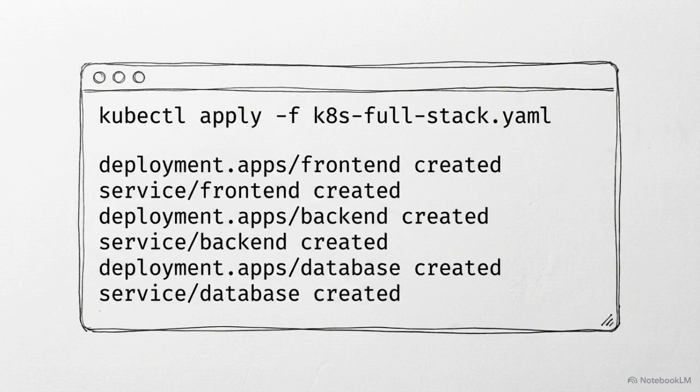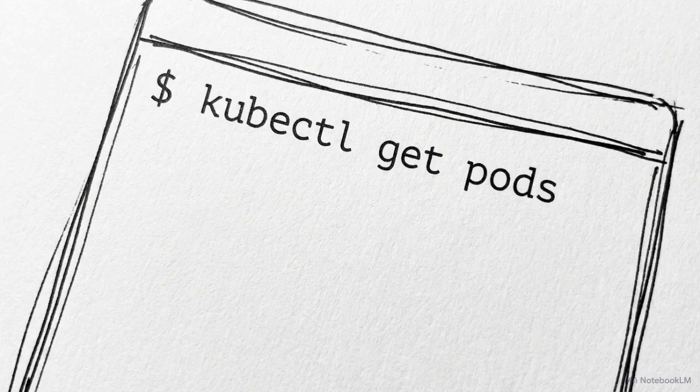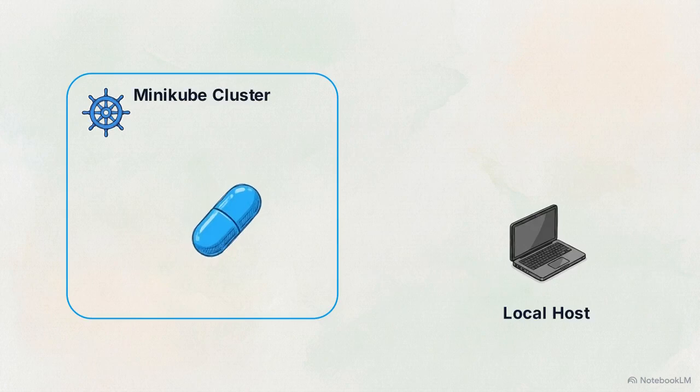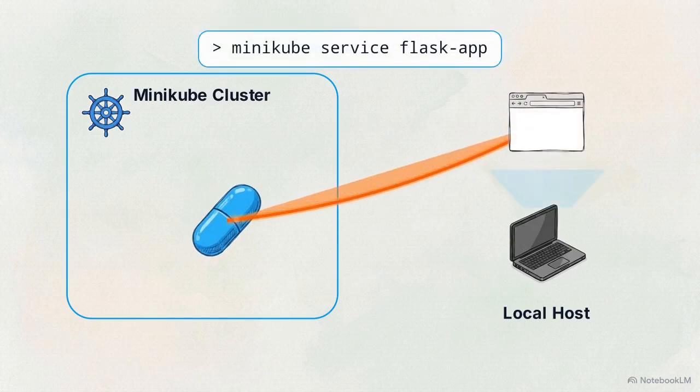To launch the architecture, apply your YAML manifest using kubectl. This sends your configuration to the Kubernetes API server for execution. Use kubectl get pods to monitor the startup. You are looking for all components to reach a running status, indicating the images were successfully pulled and the containers started. If you are working locally in Minikube, use the service command to open a network tunnel, which exposes the web application to your browser.